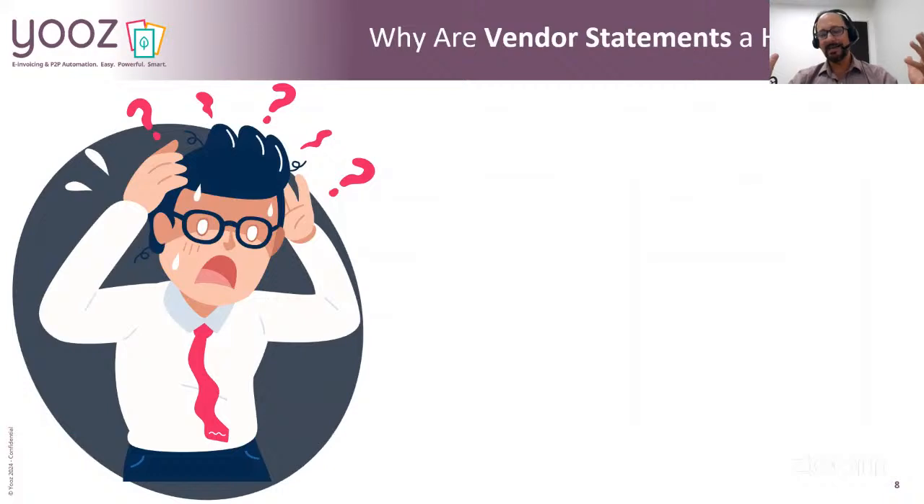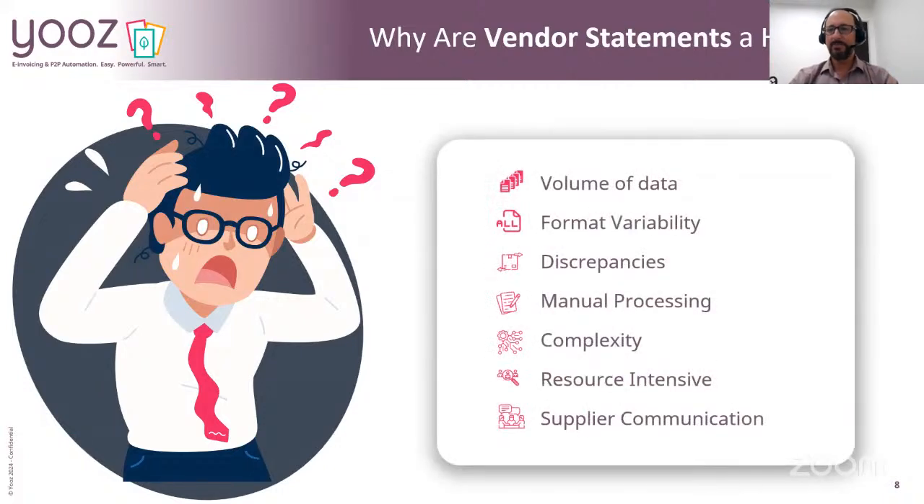So why is that a headache? It's going to be somewhat self-evident, but it's a headache because vendor statements contain within them a high volume of data and lines and transactions. There's format variability across the way that they are received. The discrepancies are very difficult to pick up, and because all of that is still being processed in a manual way, that means the entire task is very resource intensive, it's very complex, it requires a great attention to detail, and it sucks up a whole lot of time that teams just don't want to be spending.